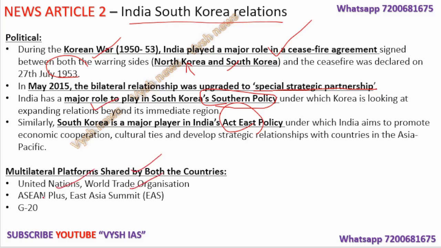Like that, you can see many other shared platforms: in the UN we are both members, in the WTO we both are members, and ASEAN Plus. India is not in ASEAN, which is just 10 countries of Southeast Asia, but ASEAN Plus is there, where India is also included. If you know, tell me in the comment section which countries are in this Plus, ASEAN Plus. Then the East Asia Summit is there, in which again India is present. G20 is there, where India and South Korea both are members. So like this, there are political platforms. This is how India and South Korea have a relationship with each other.